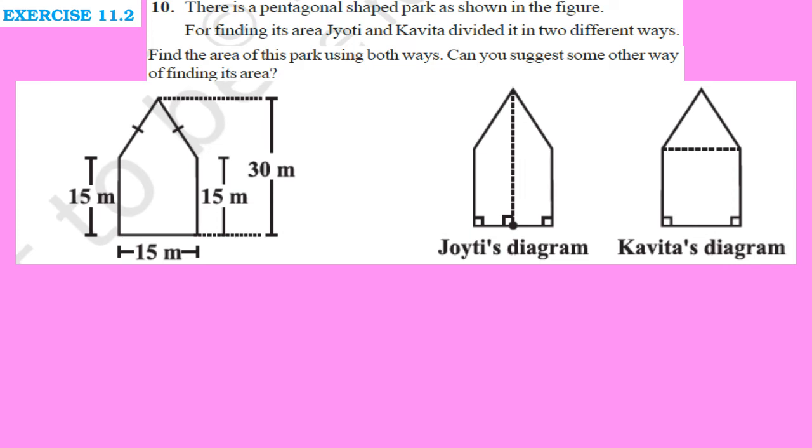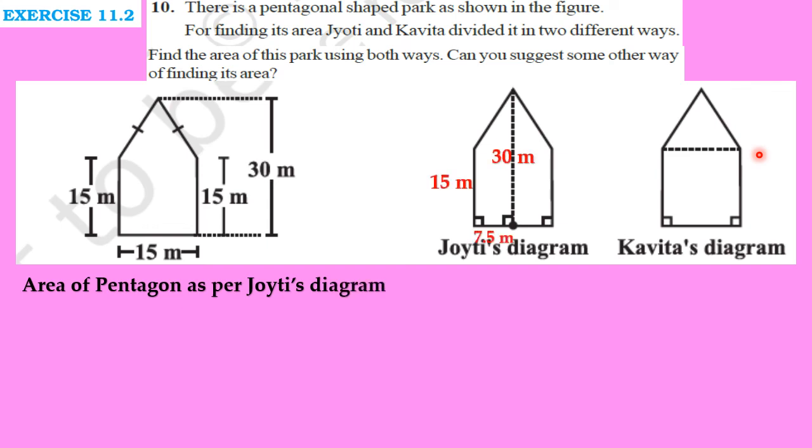There is a pentagonal shaped park as shown in the figure. For finding its area, Jyoti and Kavita divided it in two different ways. That figure is given. Find the area of this park using both ways. Can you suggest some other way of finding its area? So let us first find the area as per Jyoti's diagram.